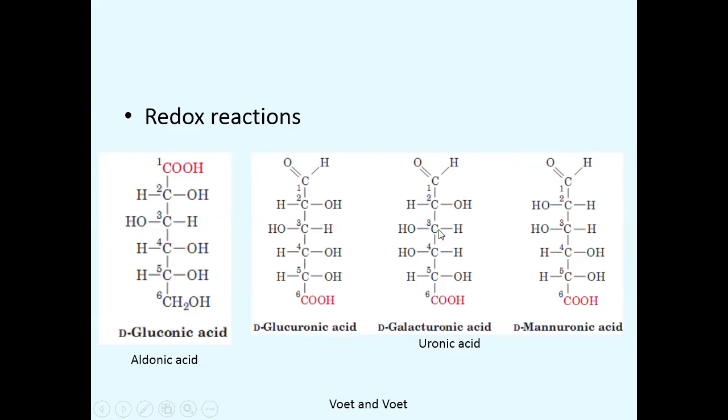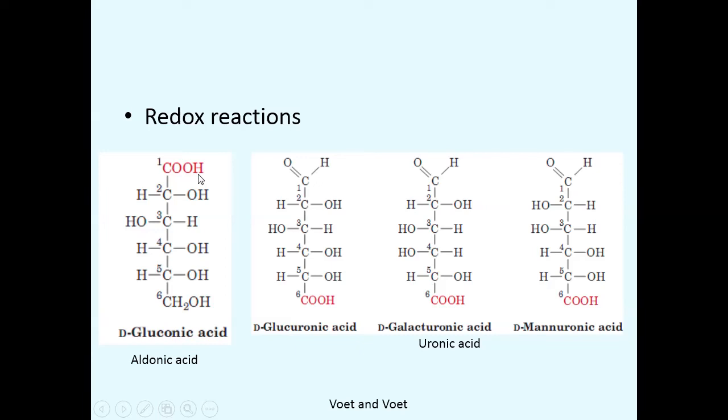The second important type of reaction is the redox reaction. Monosaccharides contain an aldehyde or keto group on them. These groups can undergo oxidation and can be converted into carboxyl group. This oxidation is mediated by an oxidizing agent. In turn, the oxidizing agent itself is reduced during the reaction.